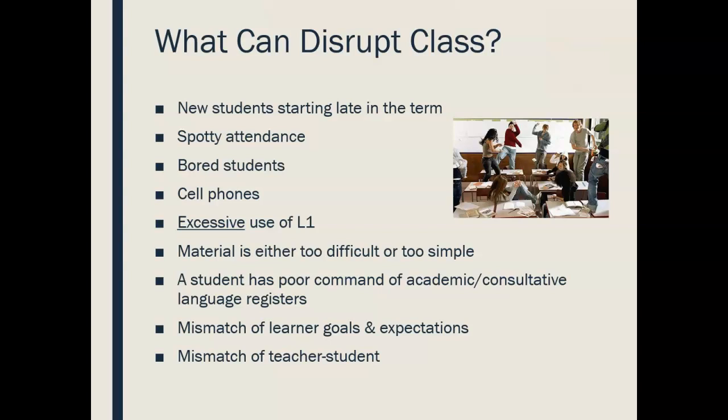Maybe a student has very poor command of the academic, also called the consultative language registers. You're going to see a video from me this week about the language registers, and it happens a lot with English language students, especially young ones, that they don't have command of that academic language register, and you need to be able to develop that in your class. It could be a mismatch of learner goals and expectations. That happens. And also, it does happen. We're all human after all. It could be a mismatch of the teacher and student personalities.